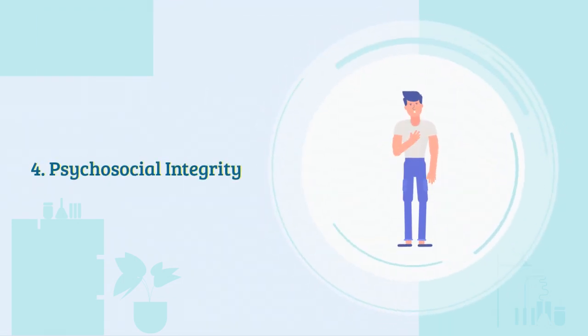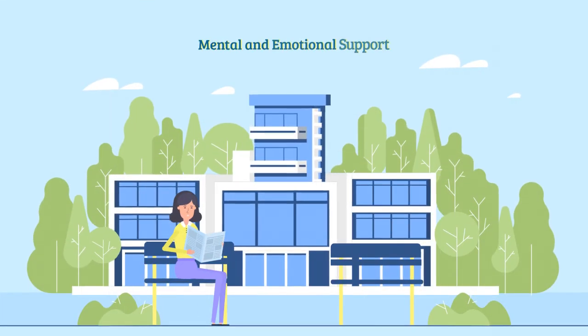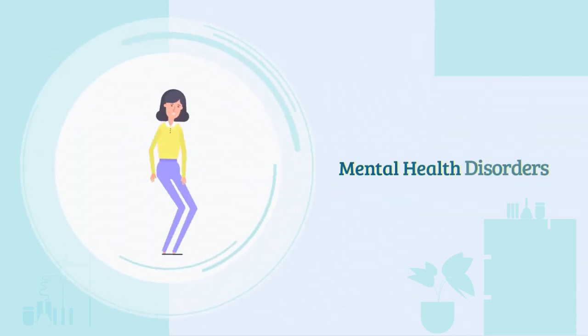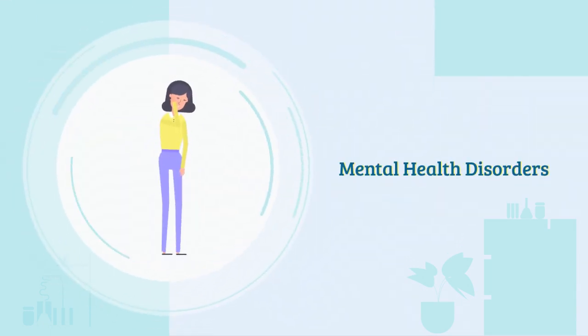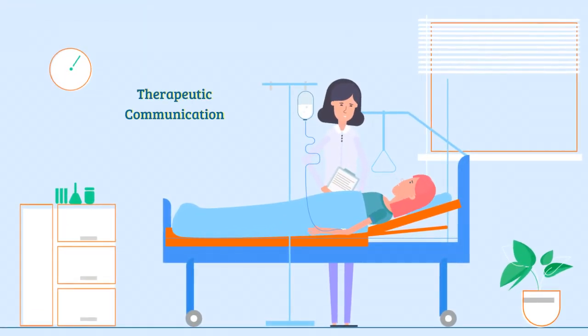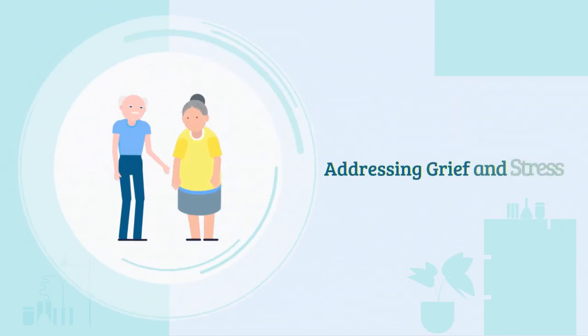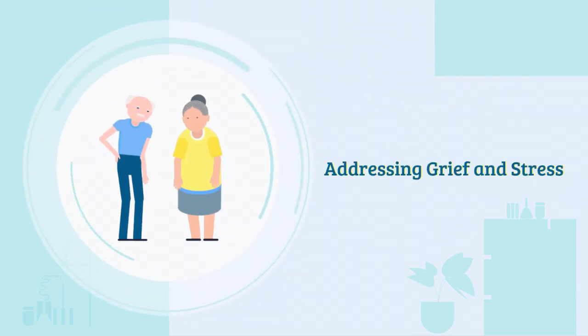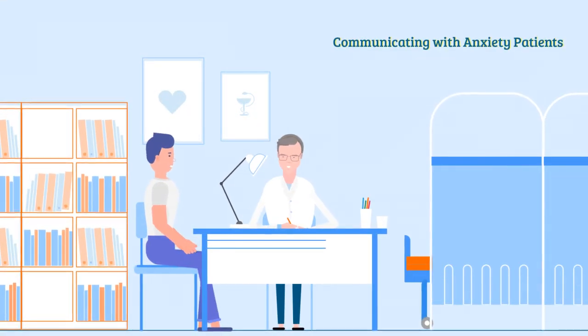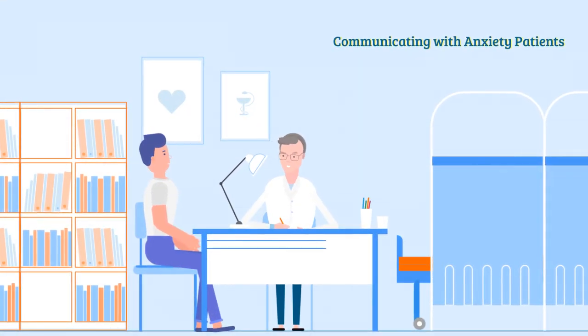4. Psychosocial integrity. This covers mental and emotional support. You'll learn about mental health disorders, therapeutic communication, grief and stress, abuse and neglect. Example: what's the best way to talk to a patient with anxiety?